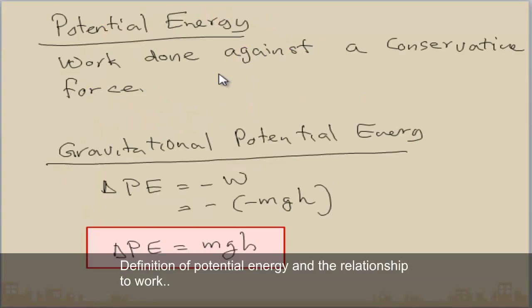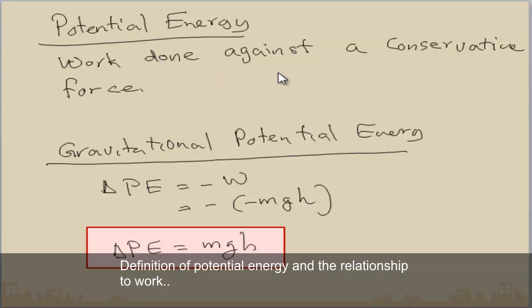Potential energy. Potential energy is defined as the work done against a conservative force. Now we learn how to find the work if you do work against a conservative force. For example, against gravity, then we say that energy is a potential energy, because when you do work against gravity, that energy is stored in that object and you can use it later. So we call it the potential energy. And potential energy is also measured in joules. The best example is gravitational potential energy.